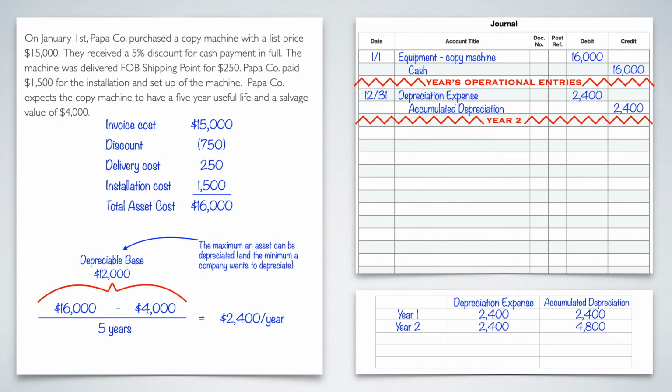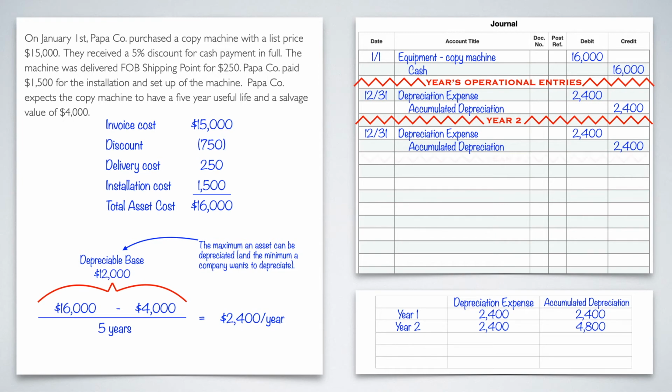So that's going to give us 4,800. But our journal entry is still going to be the same. It's going to be 12/31 depreciation expense 2,400, and then accumulated depreciation 2,400. Remember, depreciation expense closes out every year, accumulated depreciation carries over each year. So we're just adding that amount to what's already there.